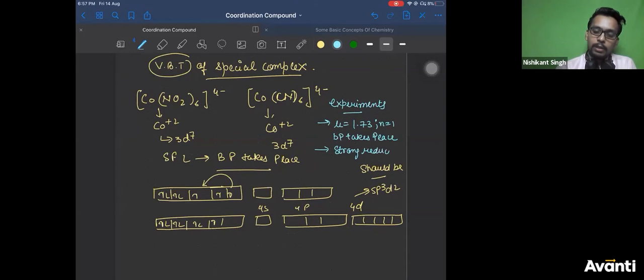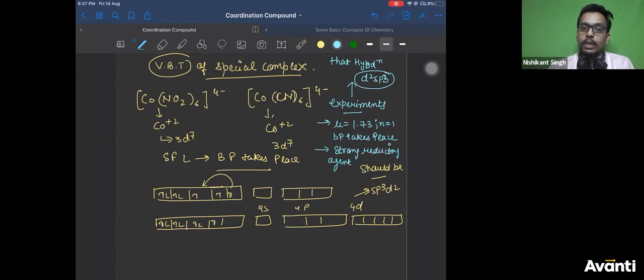This was another piece of information we got. Correct? True. So if that happens, then how can we explain d2sp3 hybridization here? These 2 experiments gave us the idea that hybridization in these 2 complexes is d2sp3, not sp3d2. But the question is how?